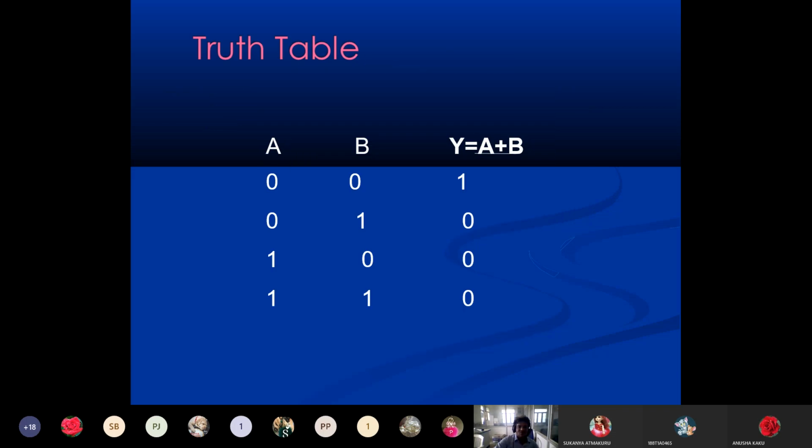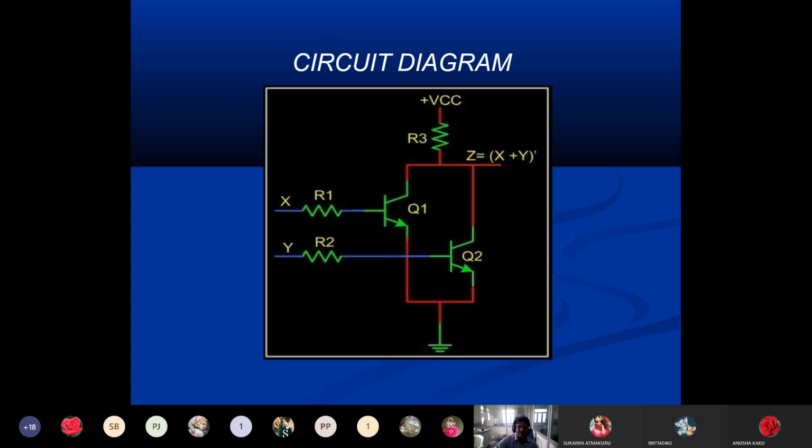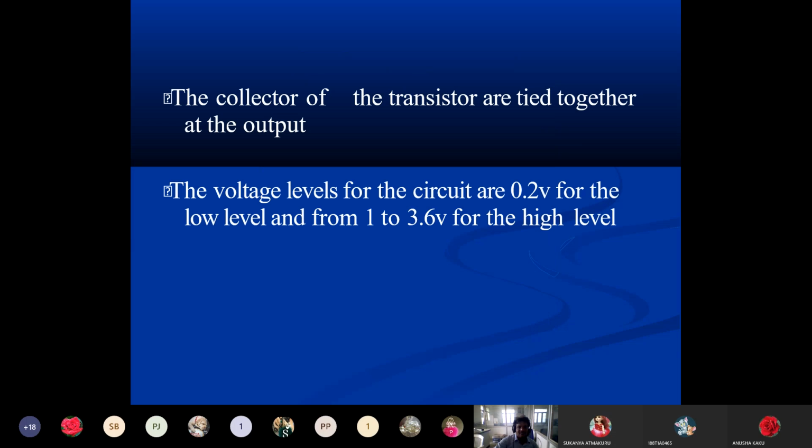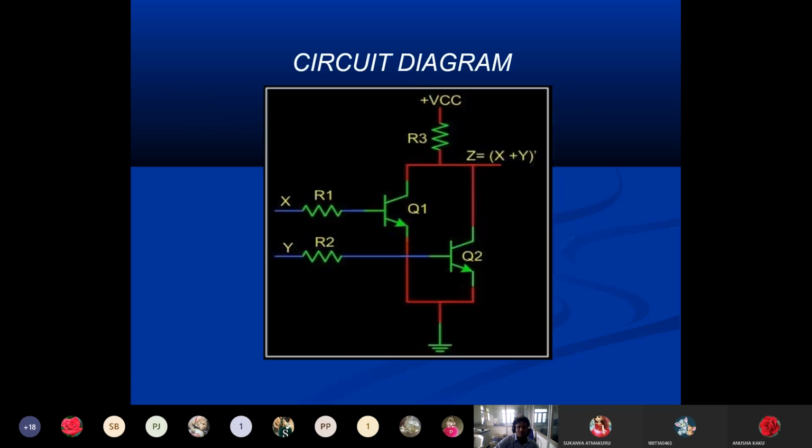So here we have a truth table, that is OR gate or NOR gate. So this is one type of gate circuit. In this basic NOR circuit, at the output we get Z equal to (X plus Y) bar. Here we have the R1 resistor, R2 resistor and R3 resistor. Wherever it may be, whether using transistors or diodes, it is bipolar logic. So we can call it bipolar logic.